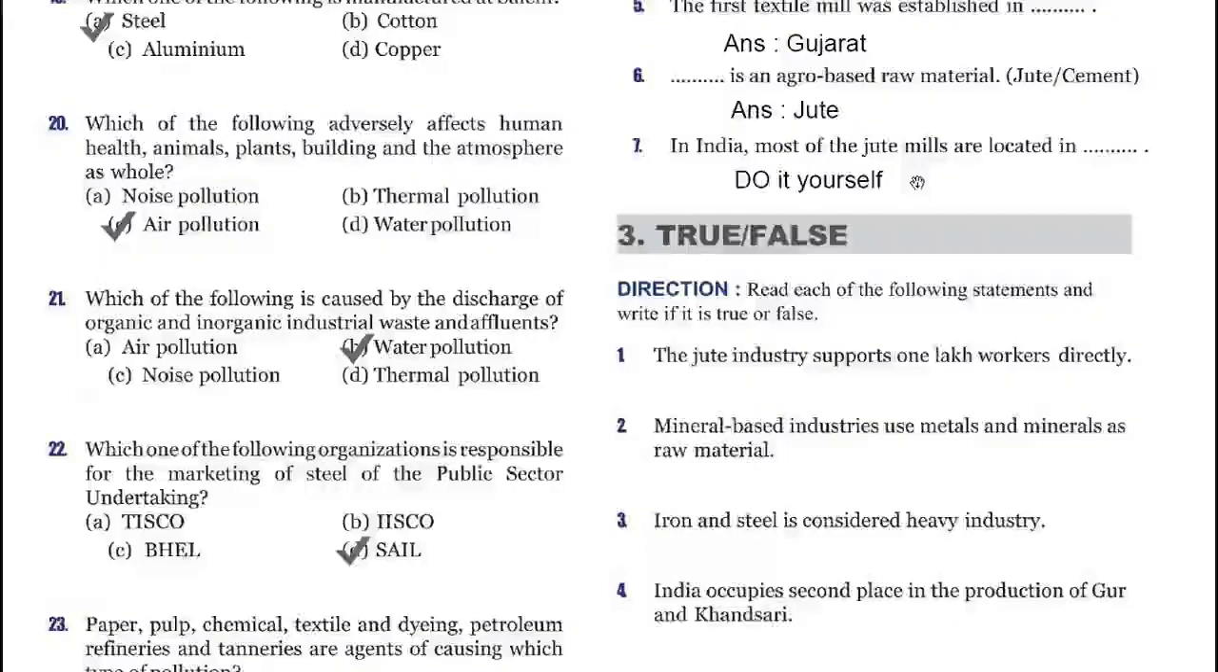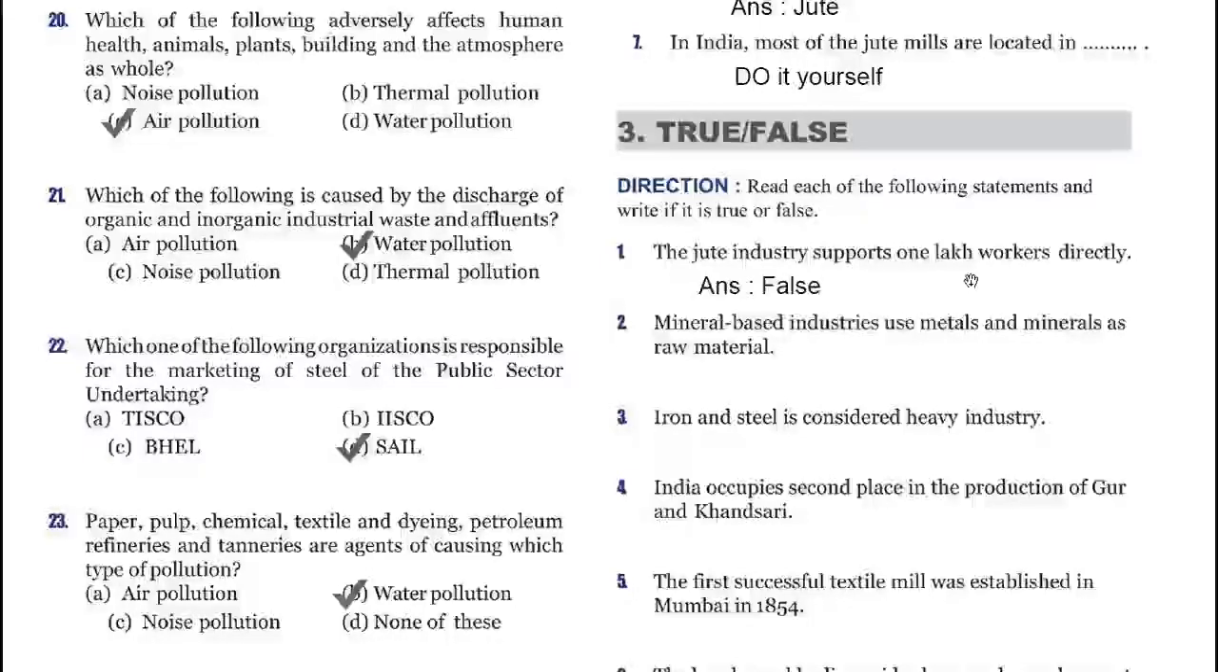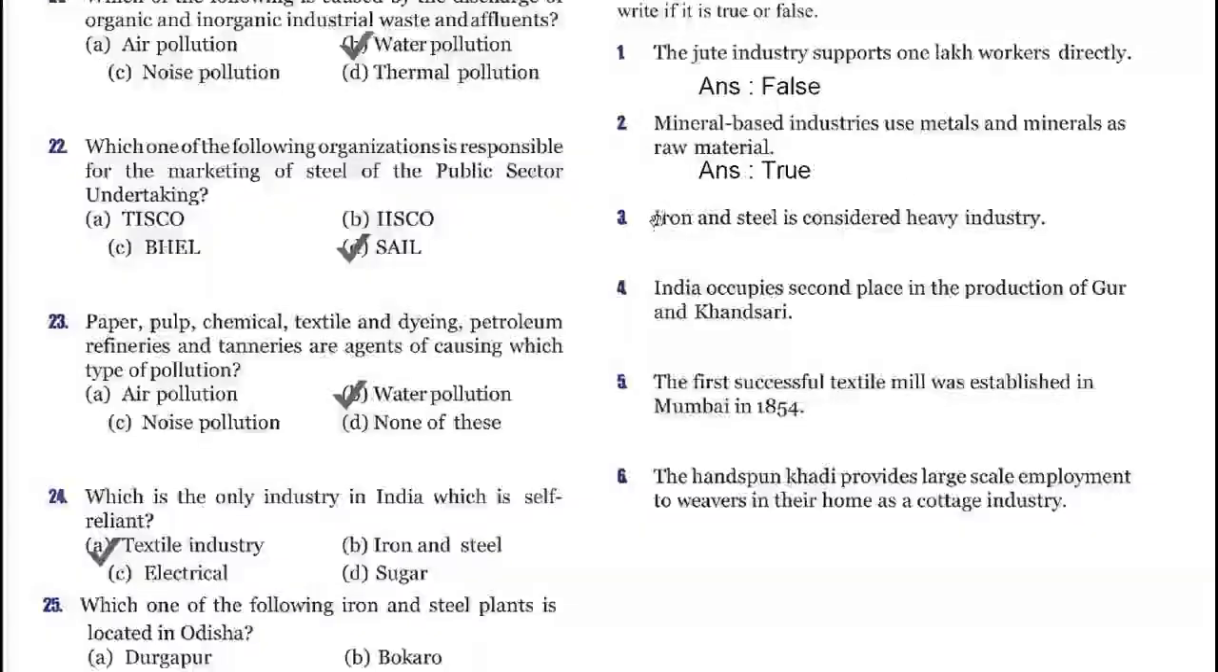Now moving to the true and false questions. The jute industry supports 1 lakh workers directly, and its answer is false. Mineral based industries use metals and minerals as raw material, and it is a true statement. Now question 3. Iron and steel is considered heavy industry, and its answer is true.